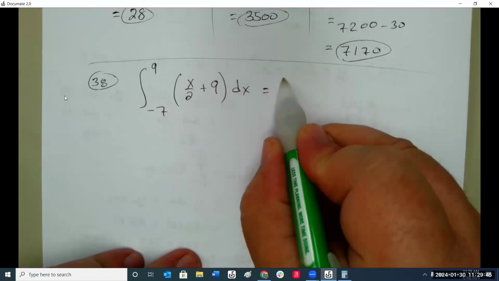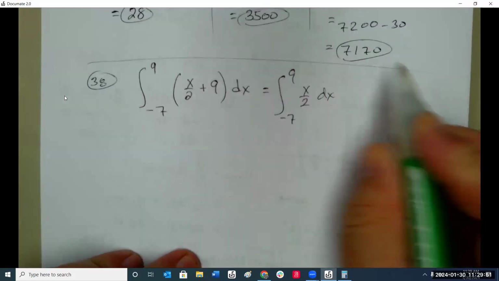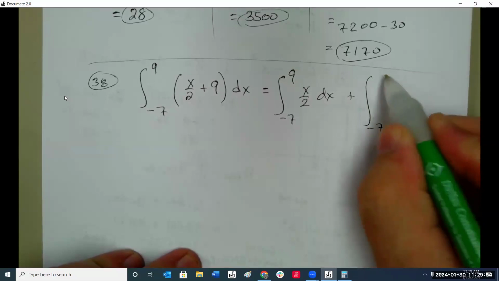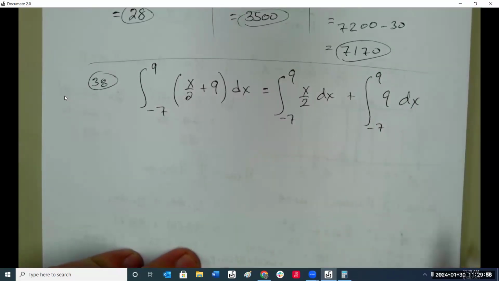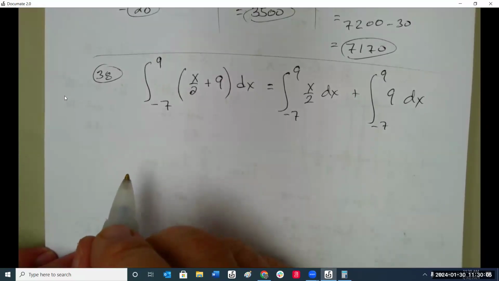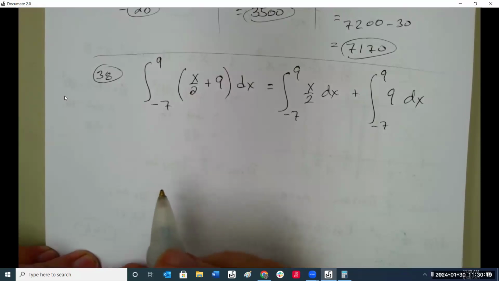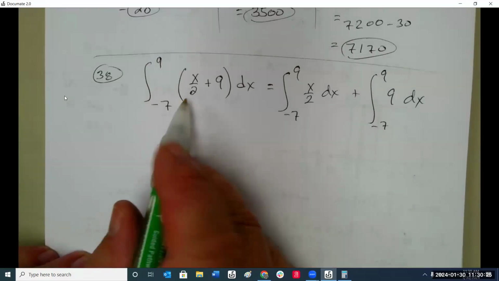So we can split this up if we want to: x over 2 dx, 9 dx. We can do that. I was reading ahead. Can you do the substitution method on this or no? What would you substitute? The inside function? Wouldn't u equal x over 2 plus 9, and then? Oh, well, no, never mind. Yeah, no, this one is just straightforward.